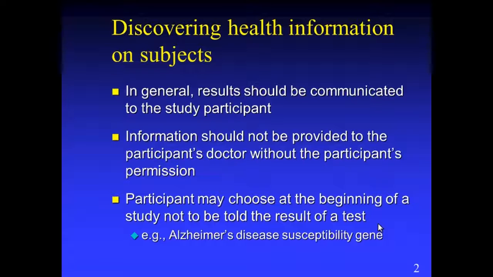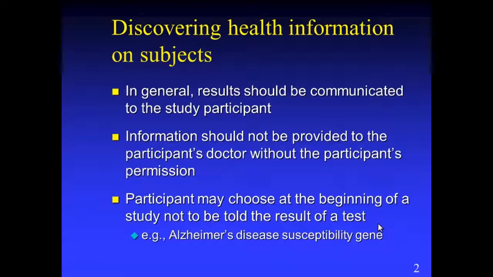On the other hand, if we're, for example, measuring hemoglobin A1C, which is an indicator of whether somebody may be a diabetic, they have every right to that information. And certainly if we find that there are indications that they are an undiagnosed diabetic, we'd really have an ethical obligation to provide that information to them.